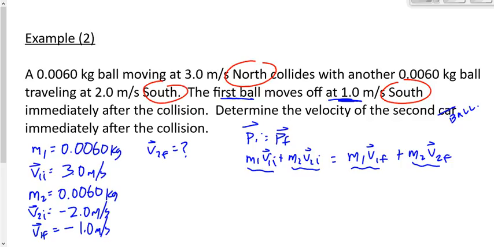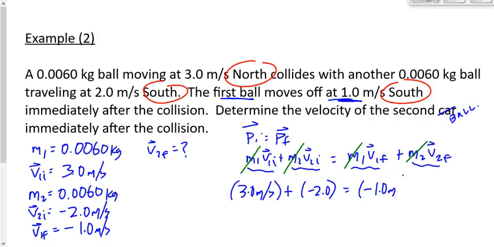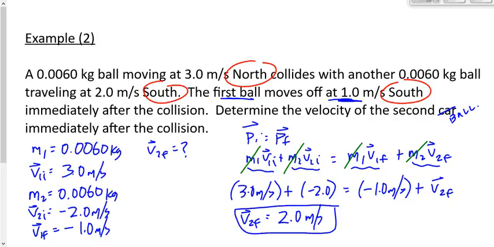Now you might spot a shortcut here. We've got a mass of 0.006 for both objects, which means the same number appears in every term. That simplifies things quite a bit. It means we can cancel out the mass. That leaves us a pretty simple calculation that we can probably do in our heads, actually. V1I is 3.0 meters per second. V2I is negative 2. We're not putting the mass in here because we canceled it out. V1F is negative 1.0 meters per second plus V2F. We could solve for V2F here, and when we do, it should work out to be positive 2.0 meters per second. Or you could say 2.0 meters per second to the north.